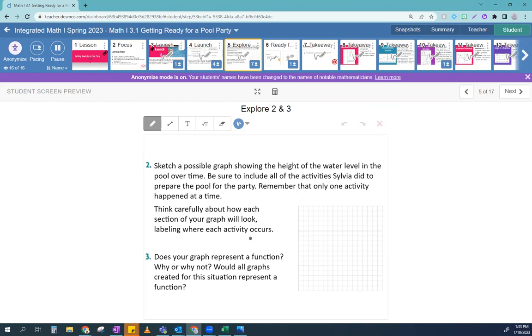Now that you have that order, are you able to describe this graph? Are you able to give me a graph? So number 2 says, sketch a possible graph showing the height of the water level in the pool over time. Be sure to include all the activities Sylvia did to prepare for the pool. Remember that only one activity happened at a time. Think carefully about how each section of your graph will look, labeling where each activity occurs. Does your graph represent a function? Why or why not? Would all graphs created for this situation represent a function? So those are the questions that we want to be able to answer.